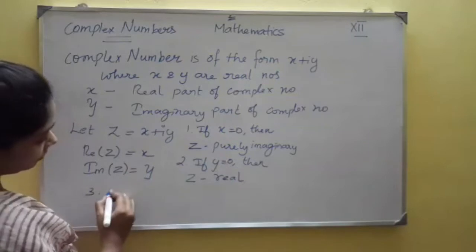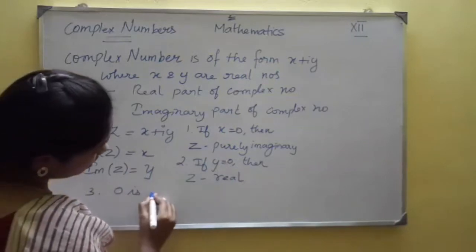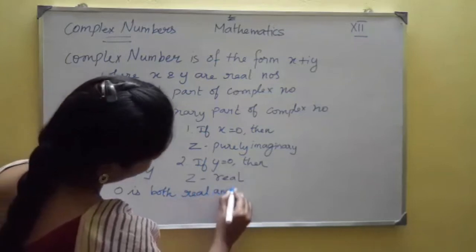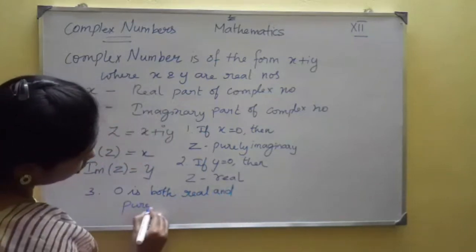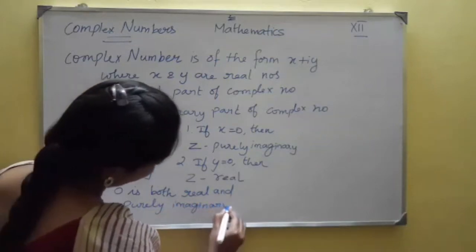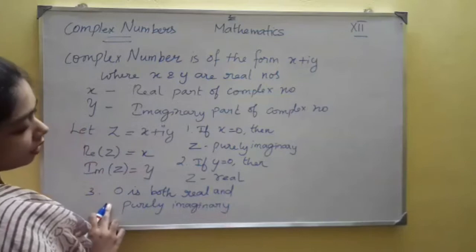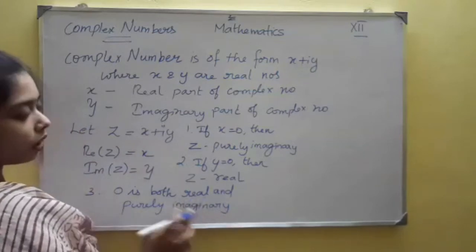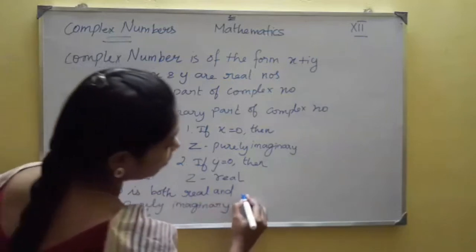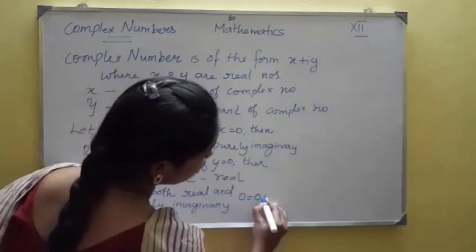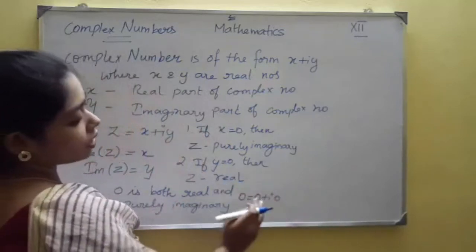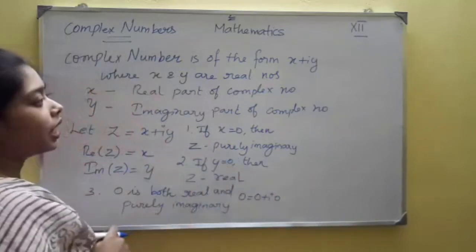Now third case, 0 is both real and purely imaginary. Zero is the only number which is real and purely imaginary, which is included in the complex numbers and is also a real number. Why? Because 0 can be expressed as 0 plus i0. If you consider only 0, it is real. If you consider i0, then it is purely imaginary.